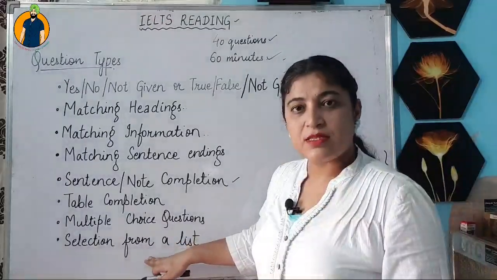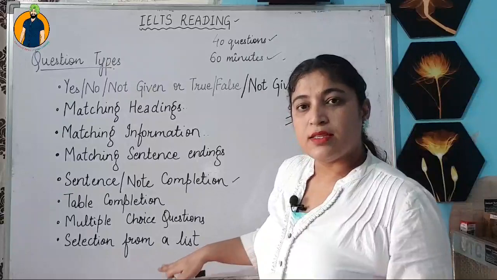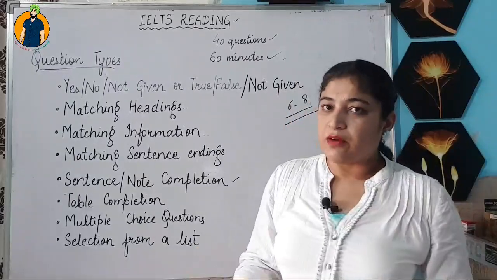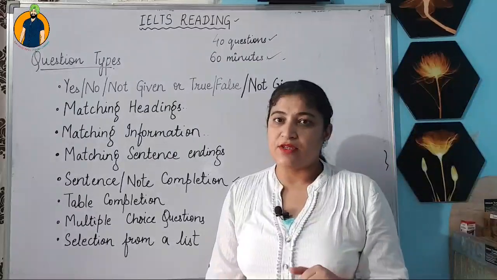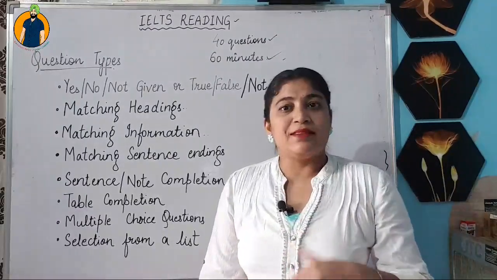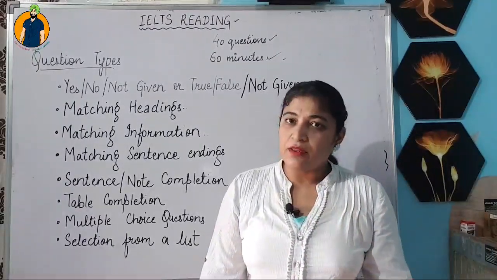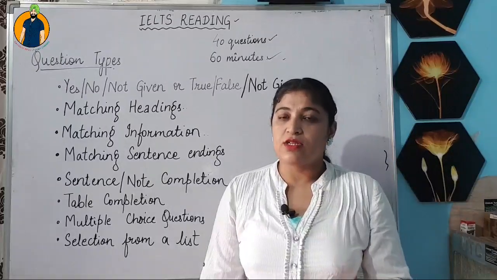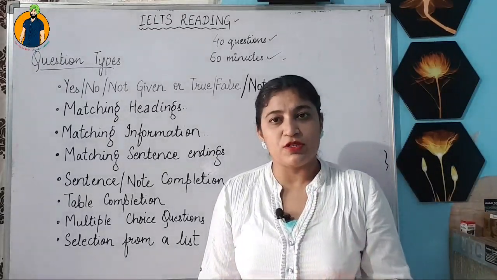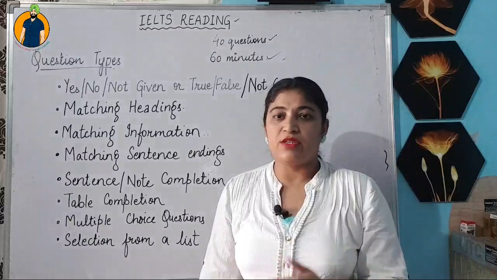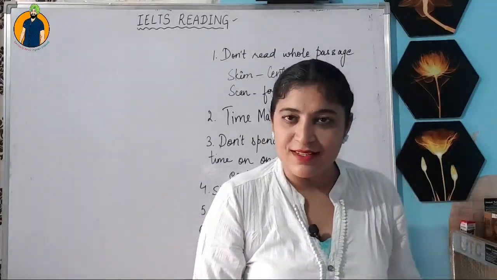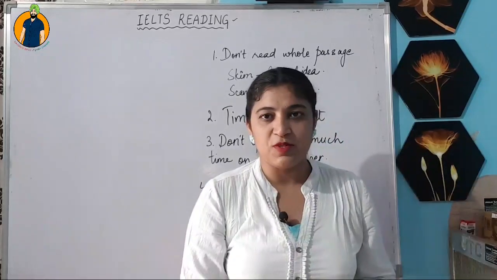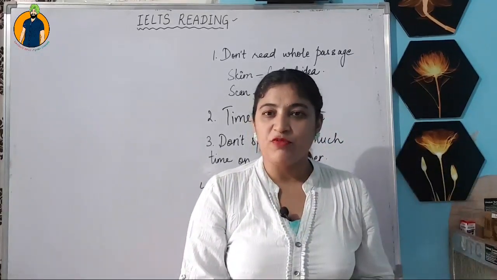Next question type is selection from a list. In selection from a list, you will be given 5 to 6 options, and out of those you have to select 2 or 3. In the instructions, it will be stated whether you have to select 2 options or 3 options. According to that, you have to select 2 or 3 options. Clear?